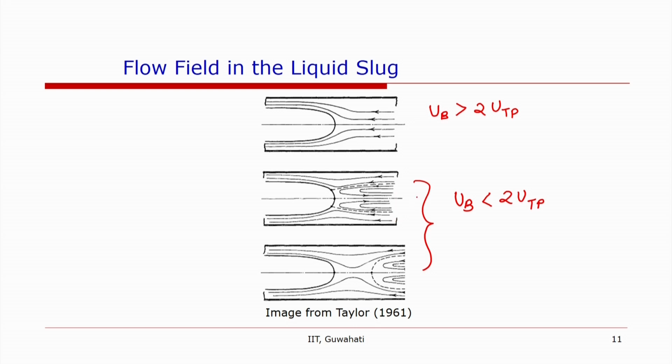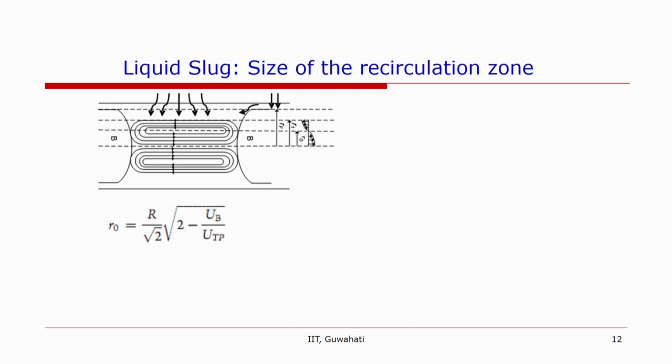However, this does not say anything about whether there will be 2 stagnation points on the bubble, or only 1 stagnation point. So the recirculation will not be just close to the bubble but far away from it. So these are the 3 hypothetical flow profiles that were not derived but shown by Taylor, or the possibilities.